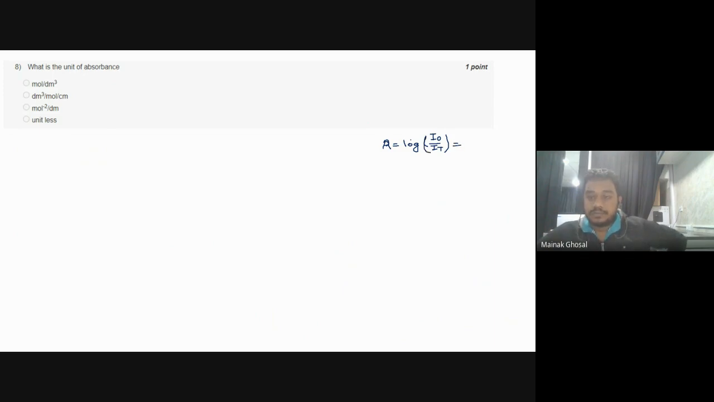See, I am writing all the things related to absorbance. I've written this A. I can define this A as log of I0 by IT, which equals epsilon C into L, which is your Lambert-Beer's law. You can find its reference in lecture 8. So for calculating the unit of absorbance, you just need this equation. From this equation, you can easily calculate it.